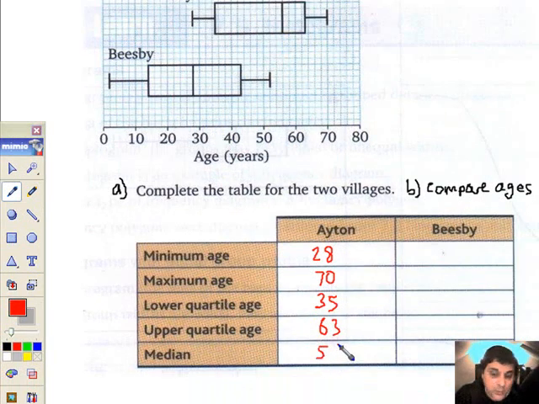Now, I could have worked out the interquartile range. That's not what this is about. It's about actually extracting data from a ready-made box plot.